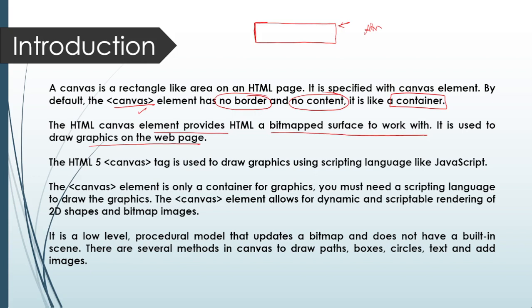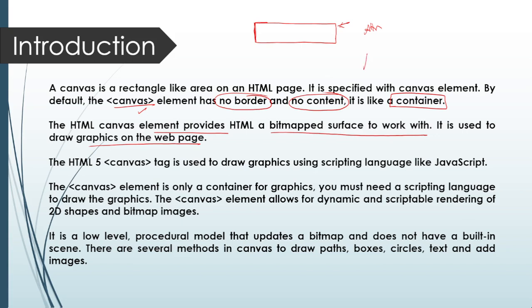The HTML5 canvas tag is used to draw graphics using a scripting language like JavaScript. In examination, you can be asked what type of graphics the canvas tag is used for. So you can say that it is used to draw graphics with a scripting language like JavaScript, and also the canvas tag is used to draw 2D images. It does not work for 3D images.